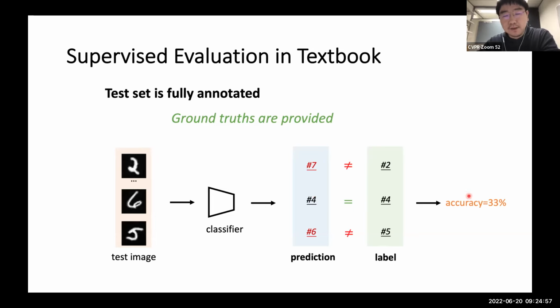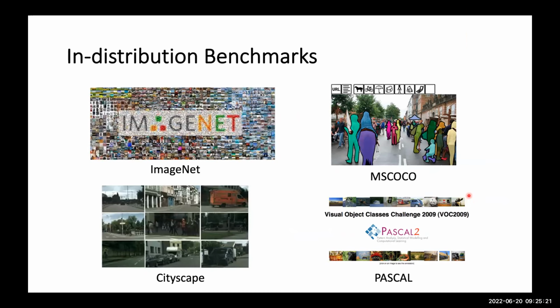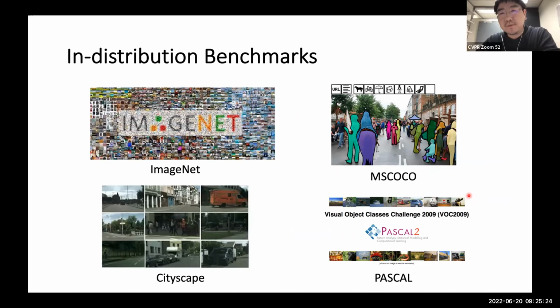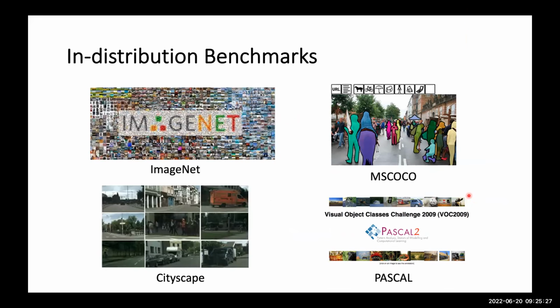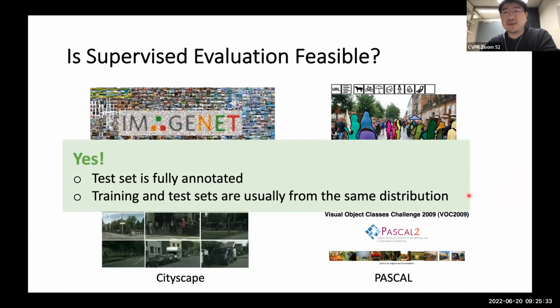Okay, so this type of evaluation is what we normally see in our textbook and in most of our public data sets. For example, ImageNet and MS COCO are public data sets where, when we perform in-distribution evaluation, we use the test set together with the ground truth labels. With these public in-distribution benchmarks, the sort of evaluation that we see in the textbook is feasible because the test set is fully labeled and the training and test sets are usually from the same distribution.